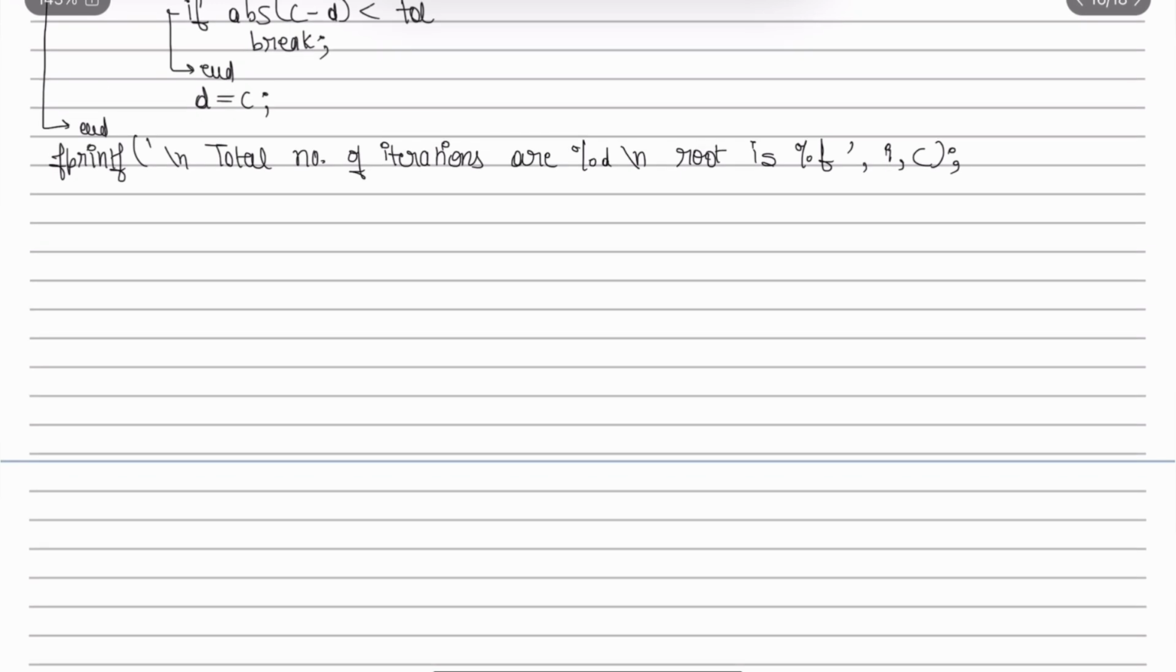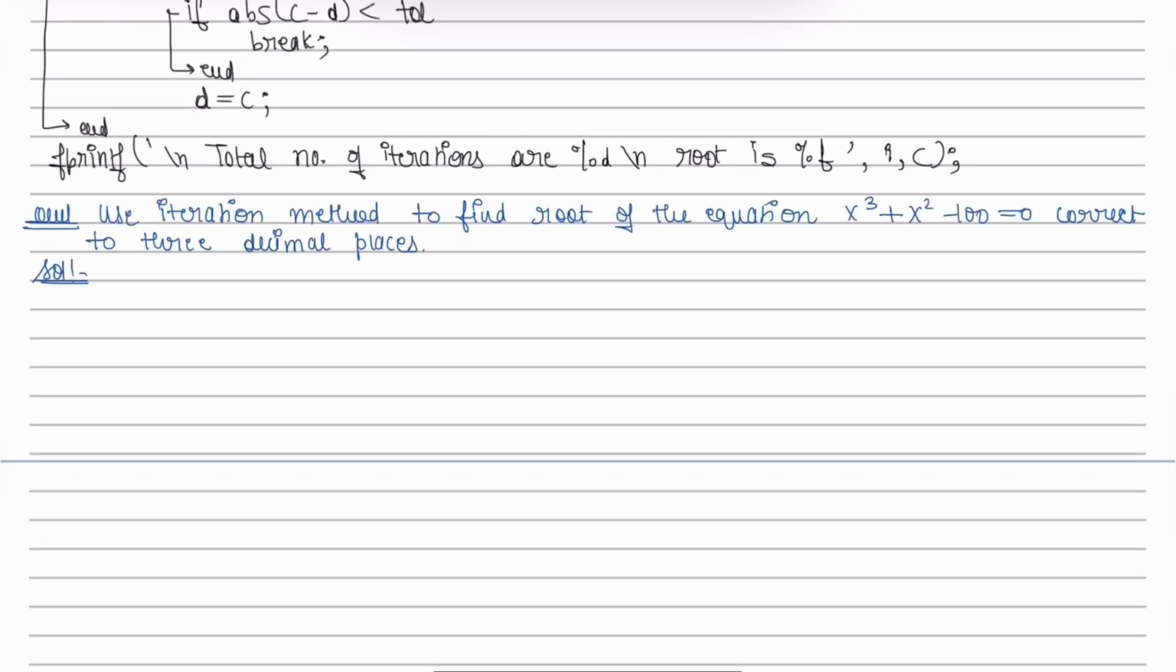Let us do one more practice question which says to use the iteration method to find the root of the equation correct up to 3 decimal places. Since the initial interval is not given here, we have to find the interval where the root of this equation will lie. We are given that f of x is equal to x cube plus x square minus 100 equals 0.